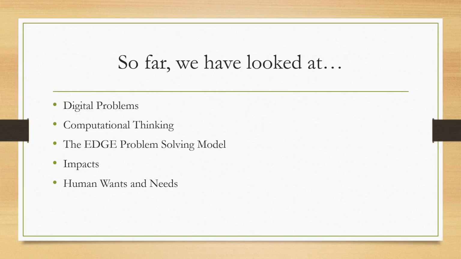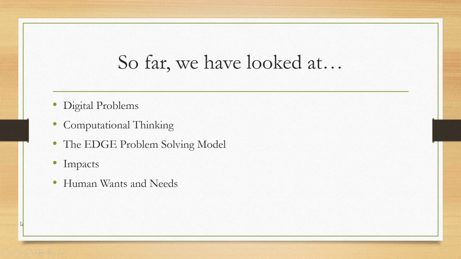So far, we've looked at the idea of a digital problem, that it's an open-ended problem, that there's no fixed or definitive solution to that problem. And we thought about computational thinking, how it's got those four aspects: decomposition, abstraction, algorithms, and pattern recognition. And we went from there and we looked at this edge problem-solving model, which was explore, develop, generate, and evaluate. From that, we looked at impacts and then human wants and needs.